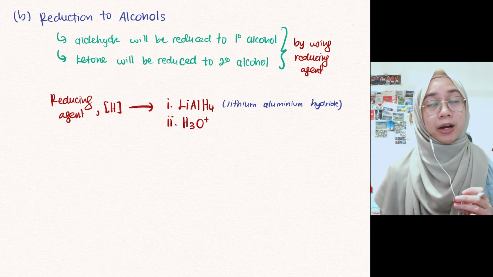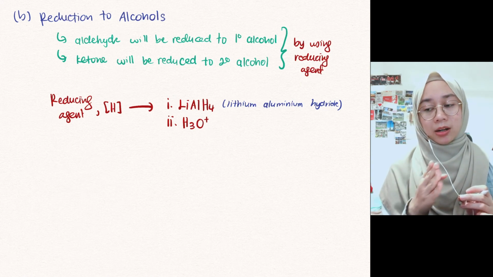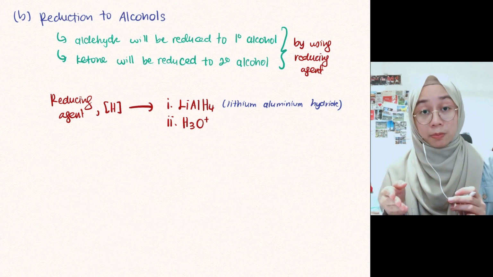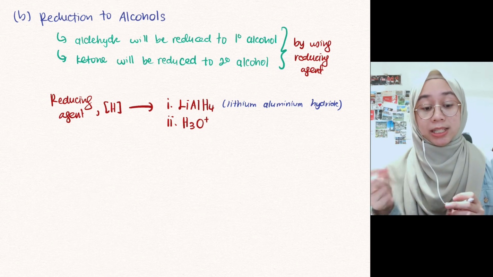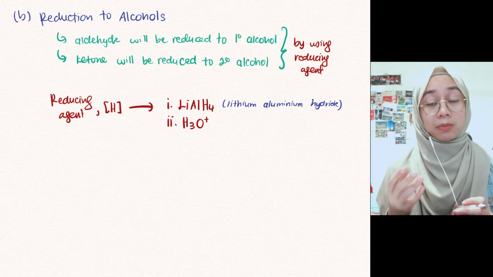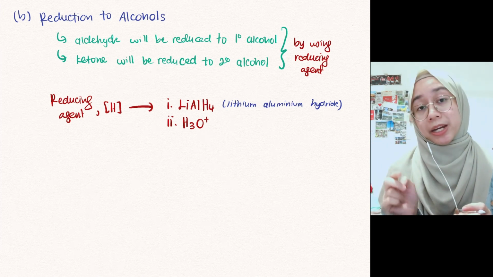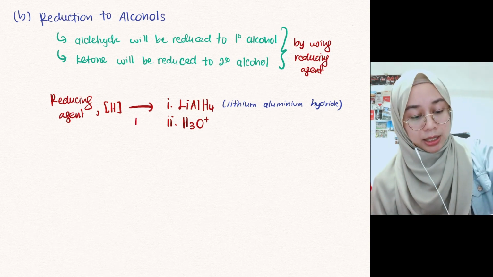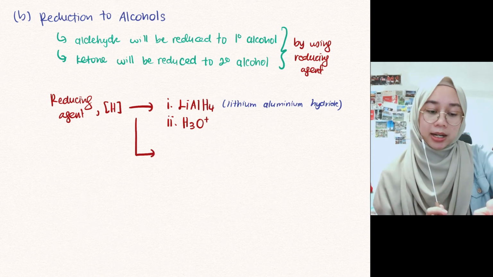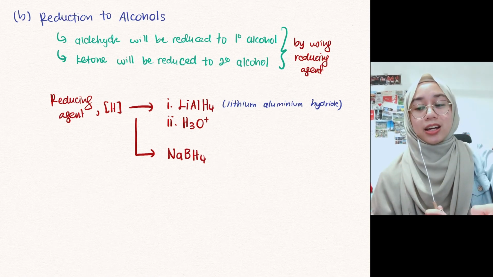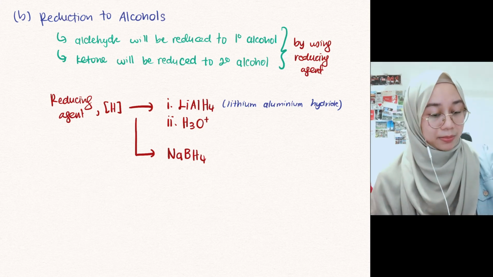So usually kamu akan nampak cara dia tulis soalan adalah bla bla bla reacts with lithium aluminium hydride followed by hydrolysis. Hydrolysis bermaksud H3O+. Okay, ataupun followed by H3O+. Okay, so sometimes dia guna perkataan hydrolysis untuk merujuk kepada H3O+. Okay, so ini first reagent dia. So kita tengok juga reagent yang lain. So reagent yang lain yang kita ada adalah NaBH4. Okay, sodium borohydride sebenarnya namanya ni.